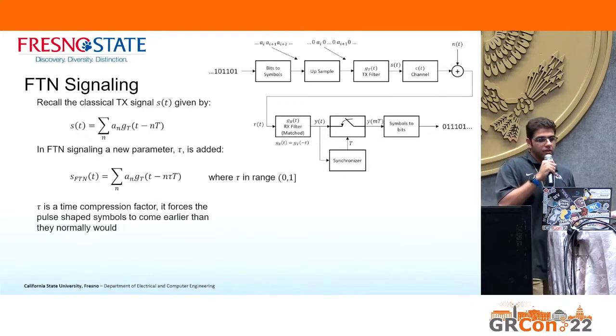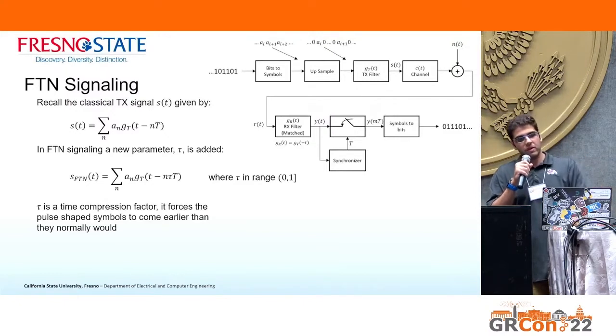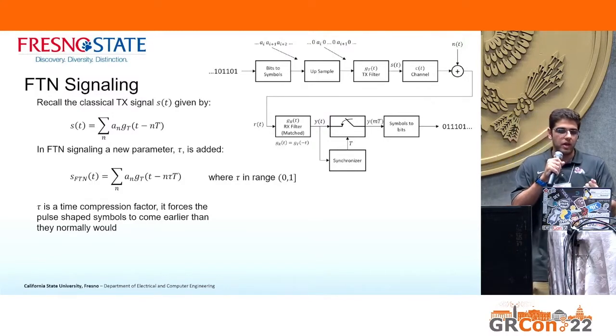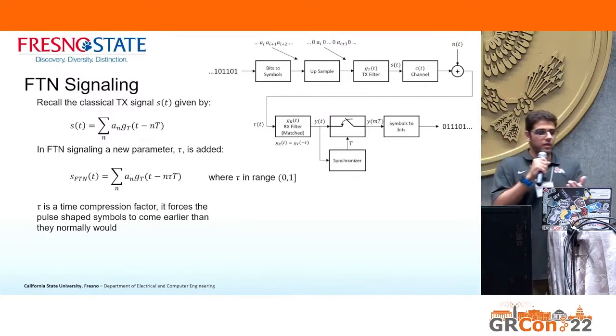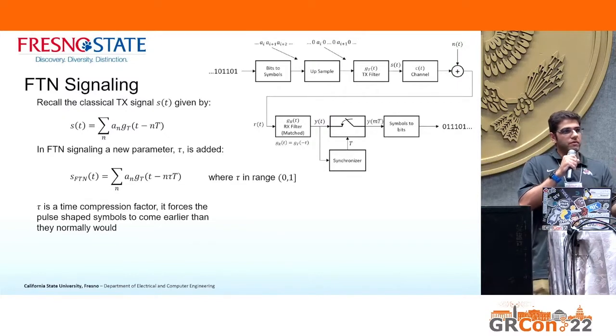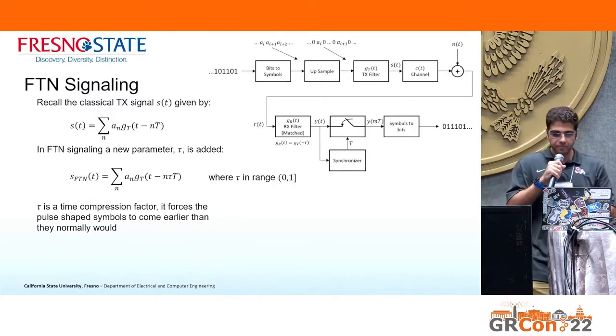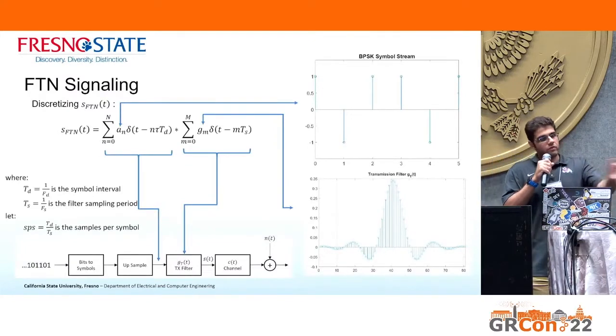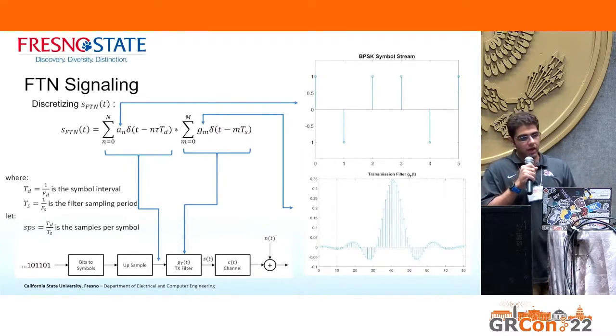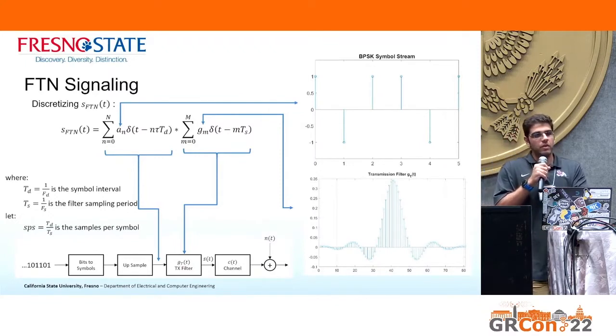So for FTN signaling, the model is a very small change. I previously defined the transmit signal as this pulse train, and what FTN does is just add another parameter, tau, to that equation, with tau in the range from 0 to 1. We can think of tau as a compression factor that forces the pulses to come faster. To implement that, we can discretize it and take a look at what's going on. We can represent s_FTN as a convolution between our pulse shaping filter and our actual train of symbols, and we can see that tau just affects the upsampling factor.